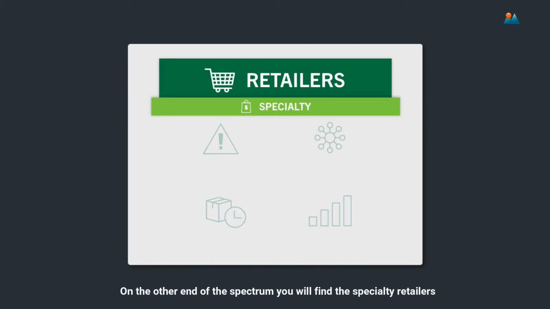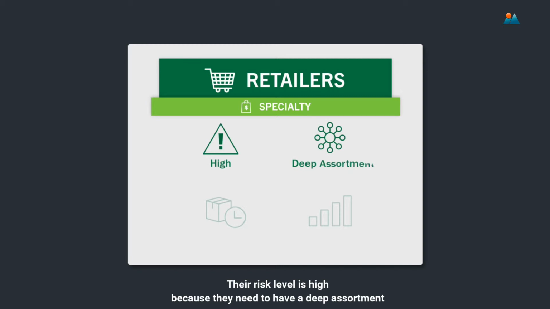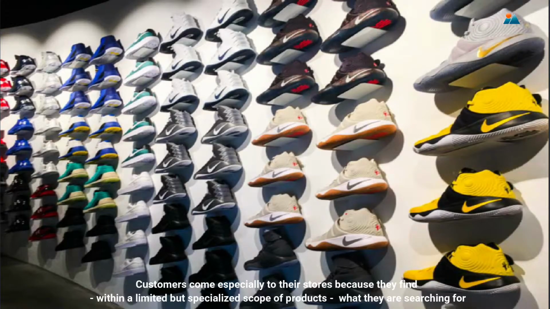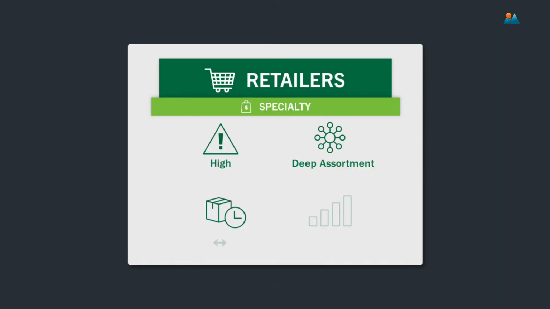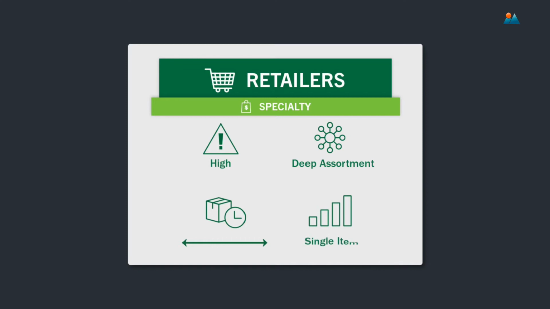On the other end of the spectrum, you will find the specialty retailers. Their risk level is high because they need to have a deep assortment. Customers come especially to their stores because they find, within a limited but specialized scope of products, what they are searching for. The storage time is usually long because the velocity of the products is low and they are focusing on single item units only.